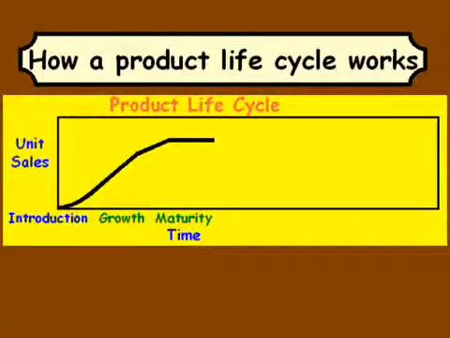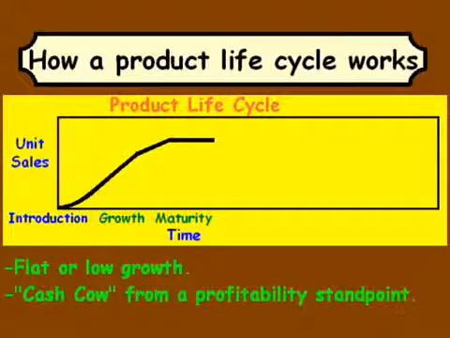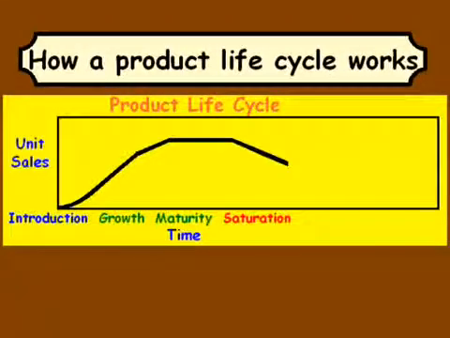Moving on to the next stage here, we have maturity. At this stage, we have flat or low growth. And from a profitability standpoint, it can be considered a cash cow. And this cash cow will lead us to our next stage, which is saturation.